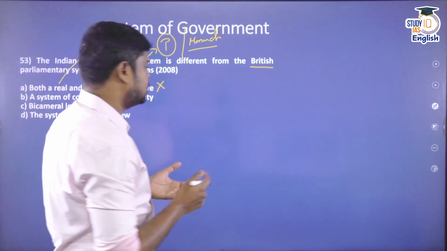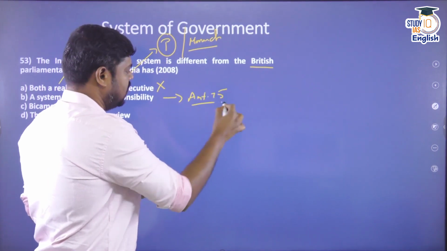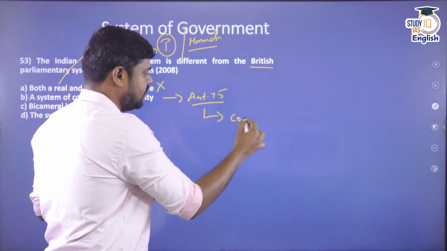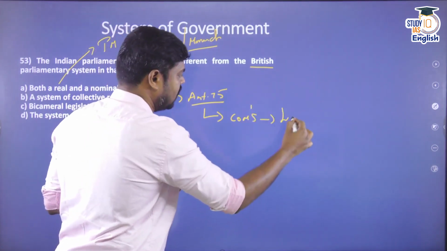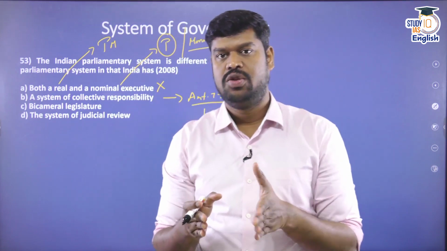A system of collective responsibility means, under Article 75 of the Constitution, that the Council of Ministers shall be collectively responsible to what? They shall be collectively responsible to the Lok Sabha. That means at all points of time, they need to have a majority in the Lok Sabha.